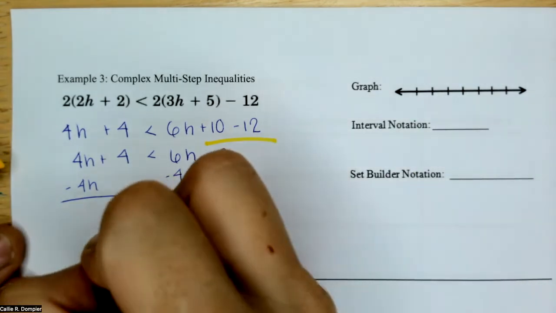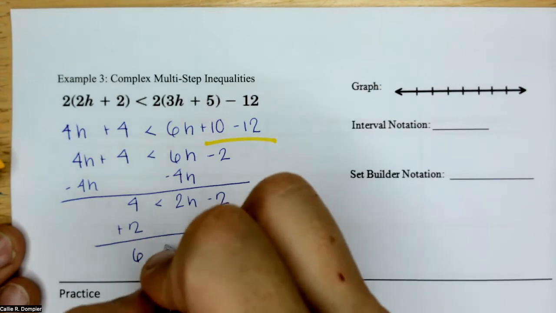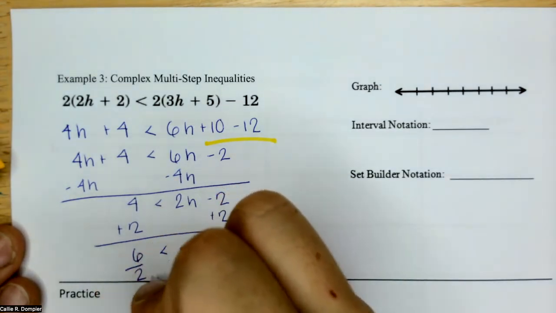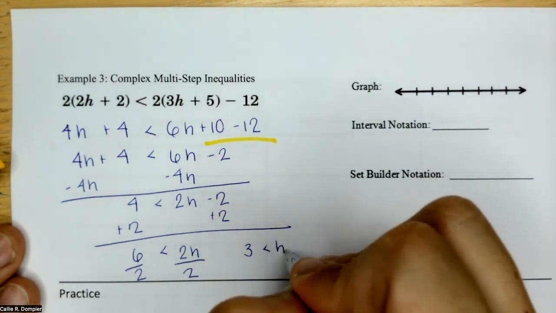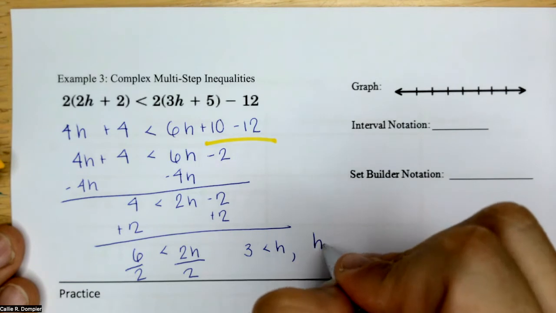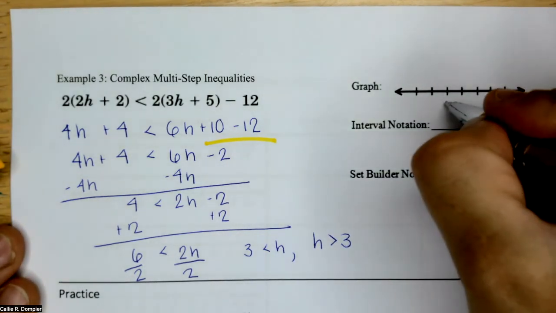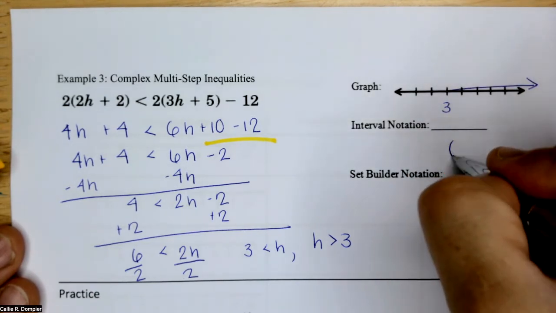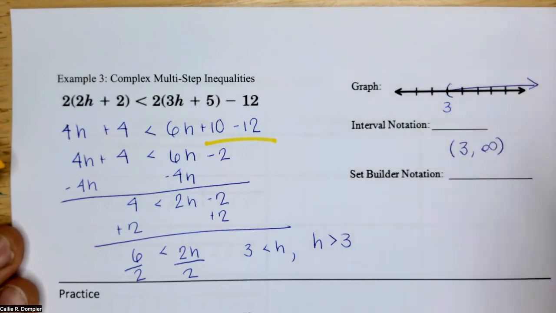Add the 2. 6 is less than 2h. Divide by 2. And I get 3 is less than h, or h is greater than positive 3. Here's 3. It's greater than, so we're going to say 3 to infinity.